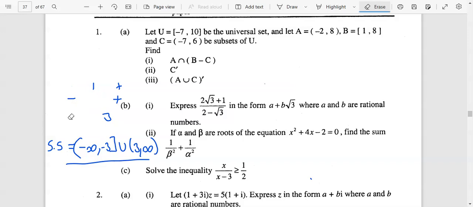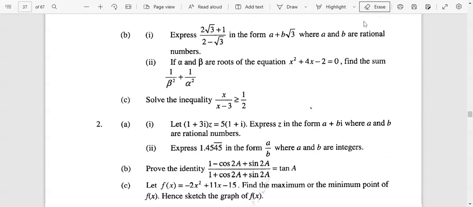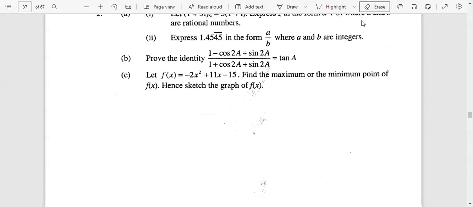So negative 3 is being included because the question is saying greater than or equal to. So because of the equal to, that's why we're including negative 3. But positive 3, even if it's greater than or equal to, we're not including it because it's in the denominator. The denominator should never be equal to 0.